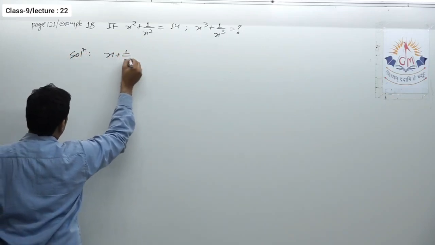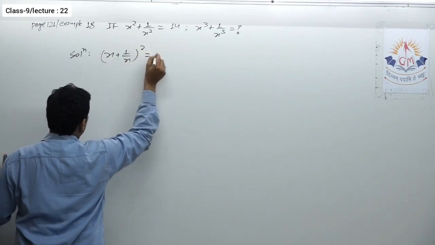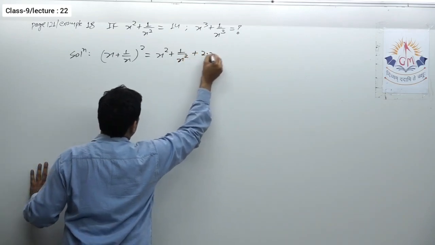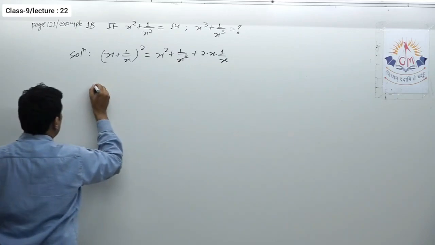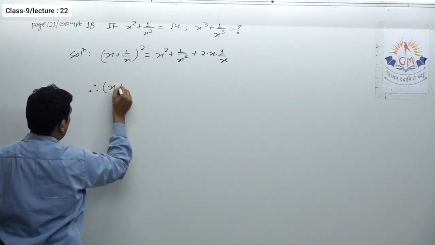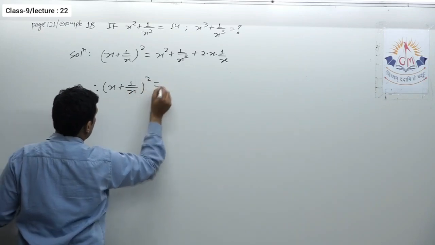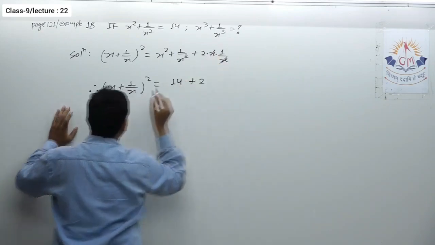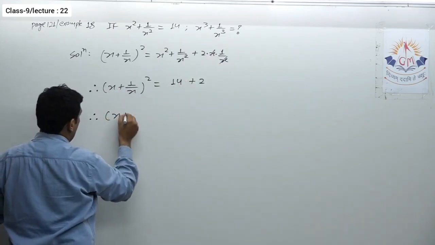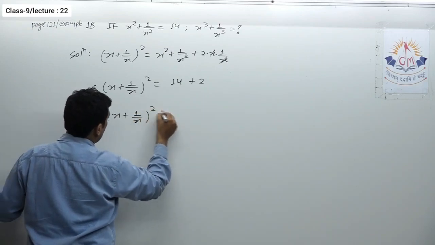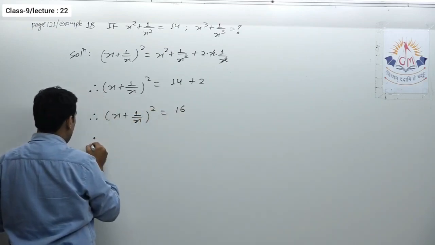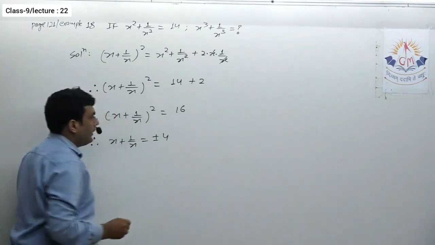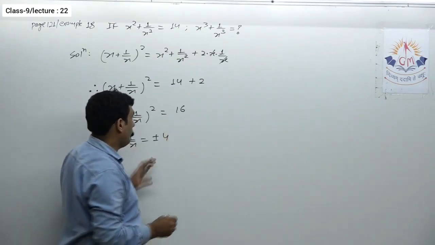x plus 1 upon x whole square is equal to a square plus b square plus 2 into a into b. Therefore I can say x plus 1 upon x whole square is equal to, now x square plus 1 upon x square is 14, plus 2. So x plus 1 upon x whole square is equal to 16. Here I get the value of x plus 1 upon x is equal to plus minus 4, the square root of 16 being plus minus 4.